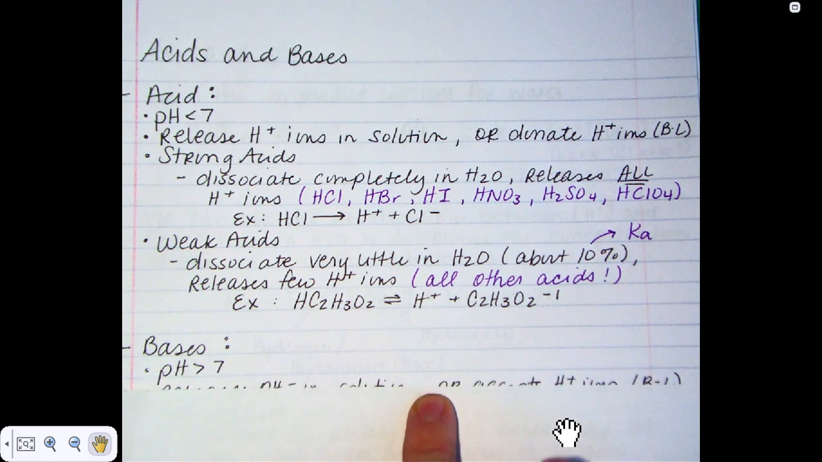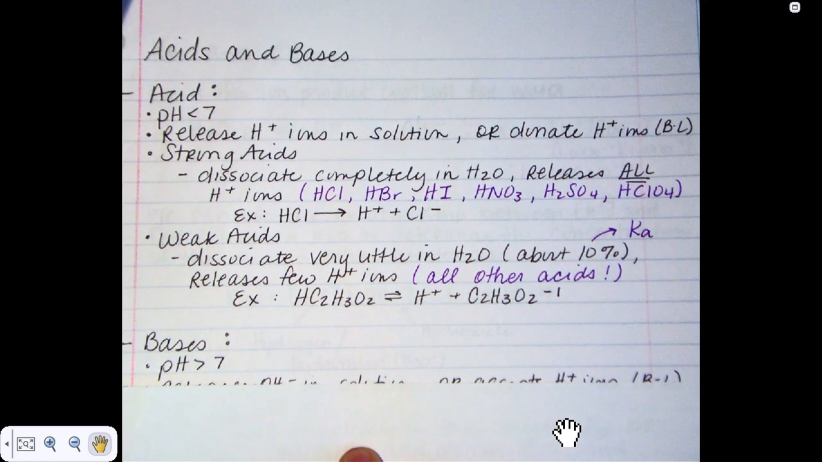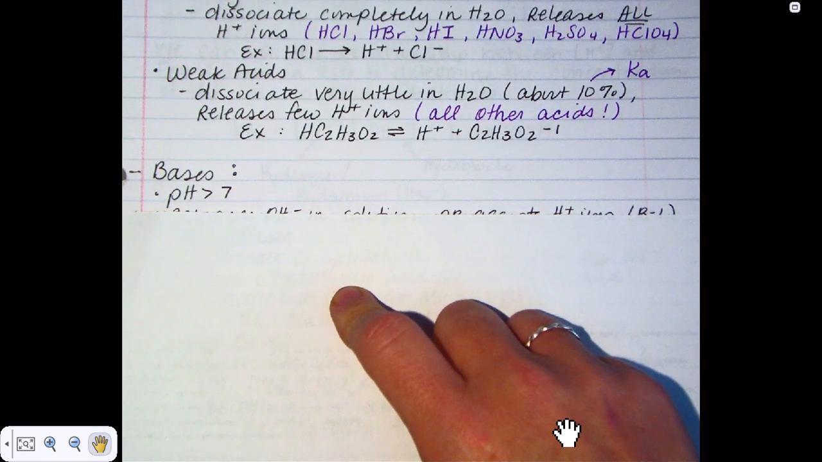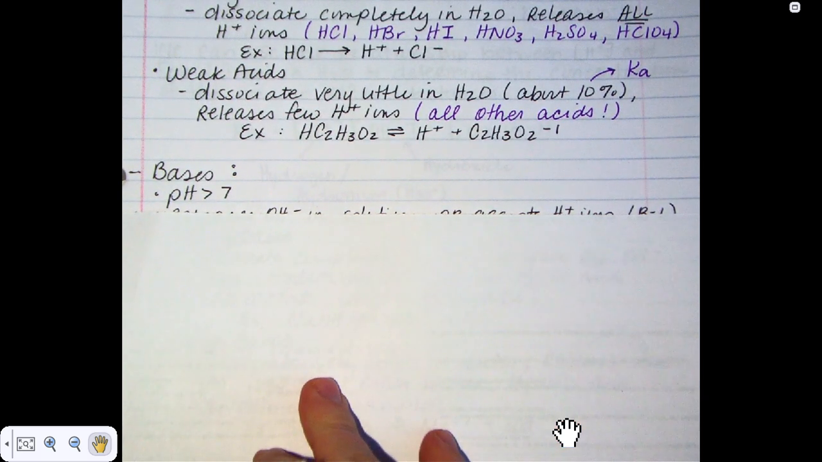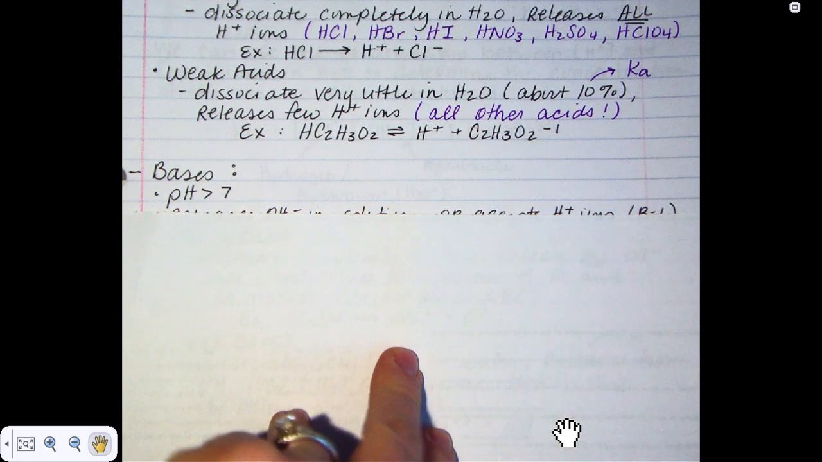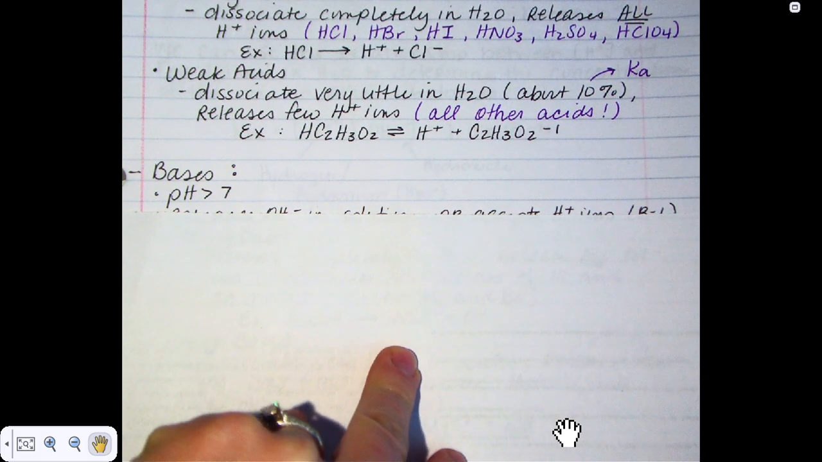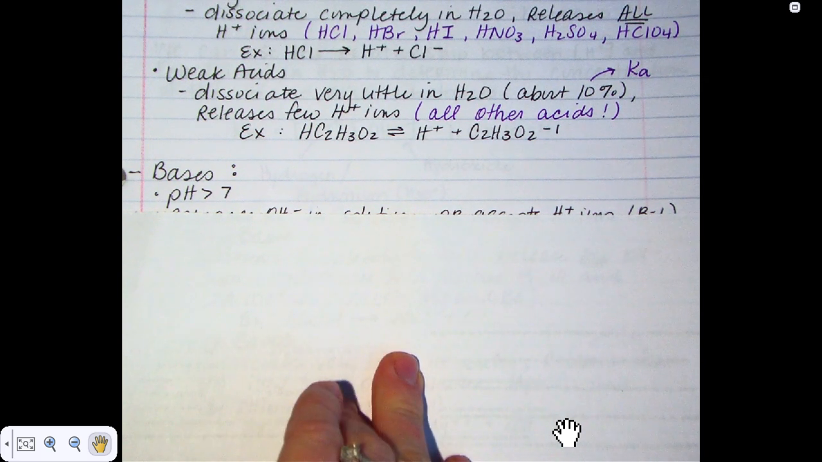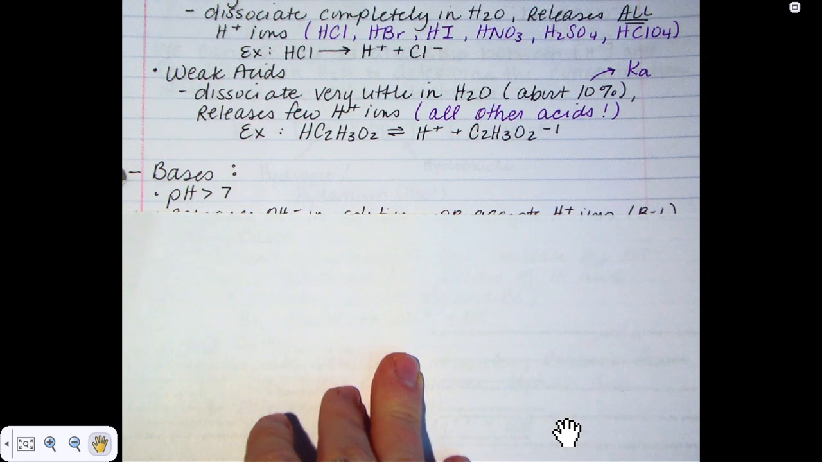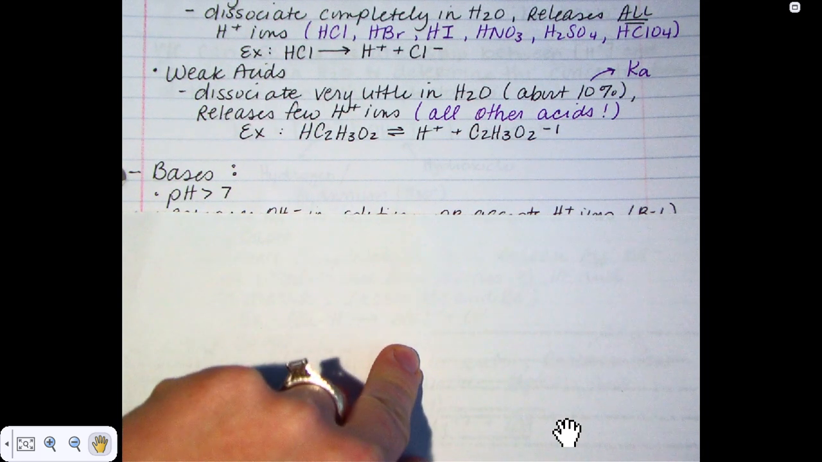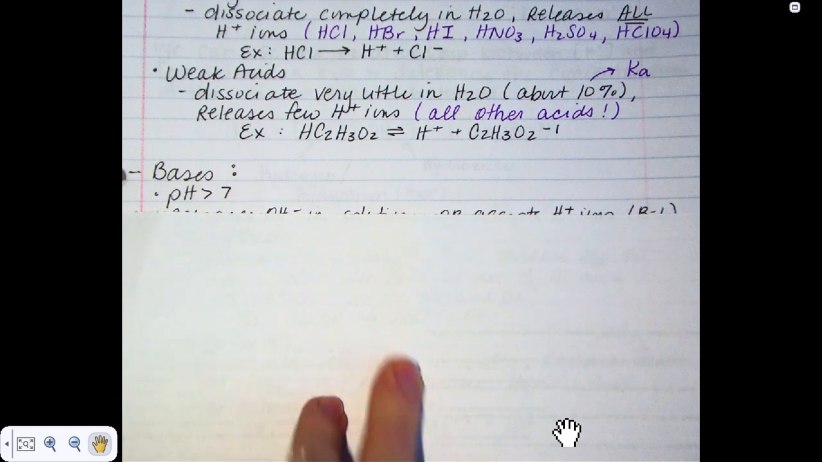All right, so bases. Bases are anything that has a pH of greater than 7, so higher than 7.00, so 7.001. Anything that is higher than that exact on the nose 7 point infinite zeros would be considered a base. And just like with acids, we can break them up into strong bases and weak bases.